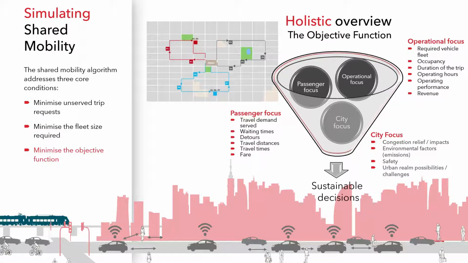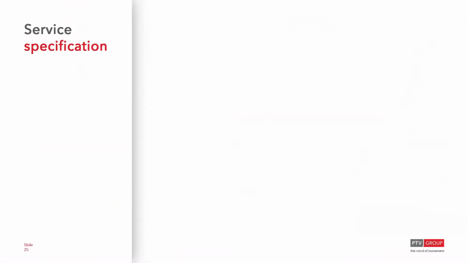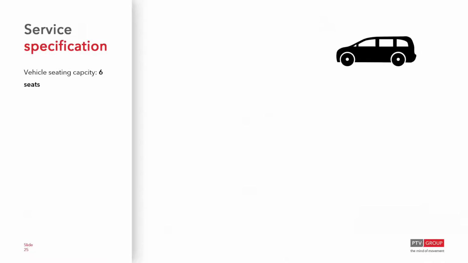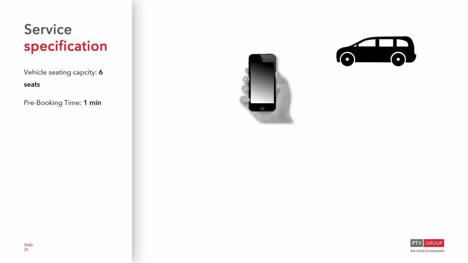You put all that lot together and you can start to make some sustainable decisions, because you're getting a much better understanding of all of these uncertainties. And talking of uncertainties, the service specification of the scheme you might put in place. Well, what sort of vehicle size should you go for? This is a variable that you can have. What is the pre-booking time of the customer? In Oslo, we said 1 minute.